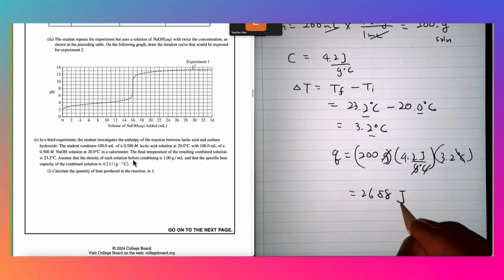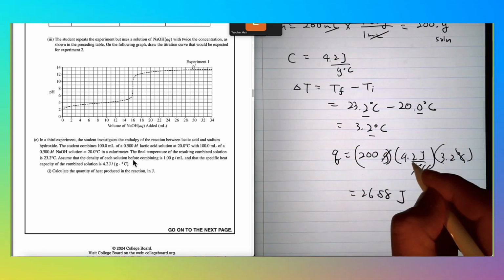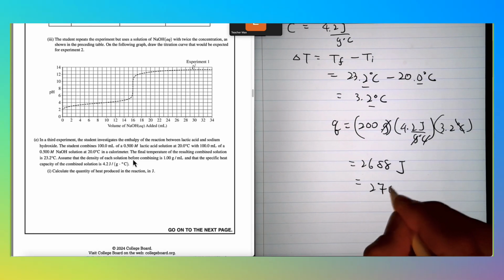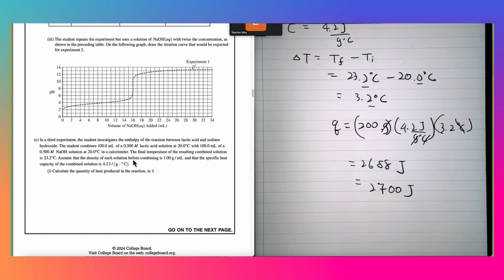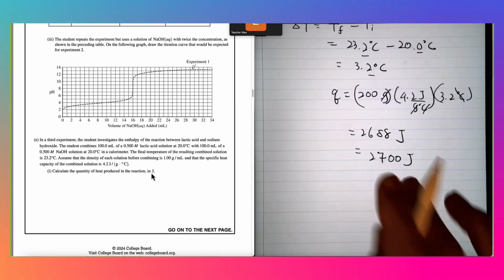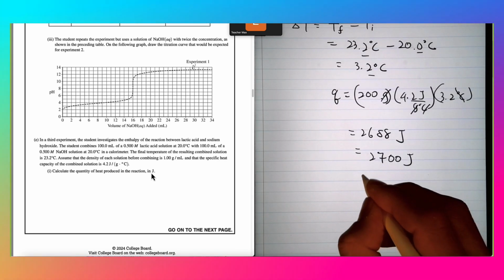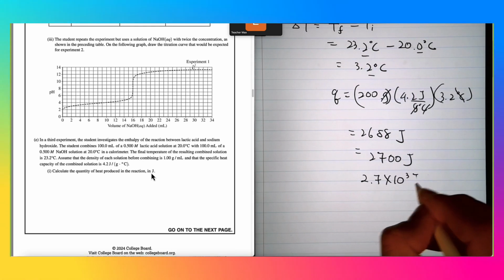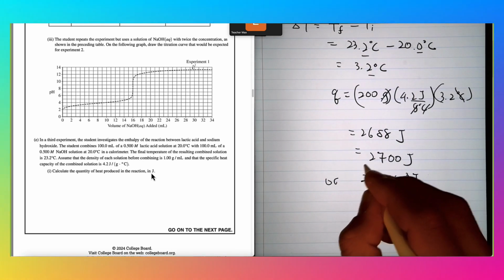2,688 joules. But like I said, we have two significant figures, so you want to show 2,700 joules. They also told us to write the answer in joules, so do not convert it into kilojoules. Now, can you write this in scientific notation? Absolutely. You can also say 2.7 times 10 to the power of 3 joules, so both are acceptable.